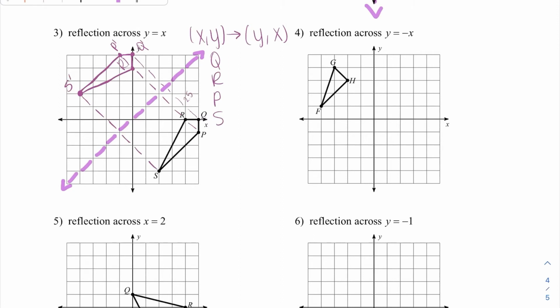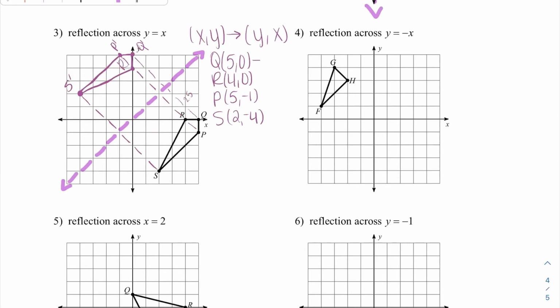So let's go ahead and get our points for our original QRPS to see what the values of the coordinates are for the new Q, R, P, and S, the primes. So point Q is the point 5, 0. Point R is the point 4, 0. Point P is the point 5, negative 1. And the point S is the point 2, negative 4.